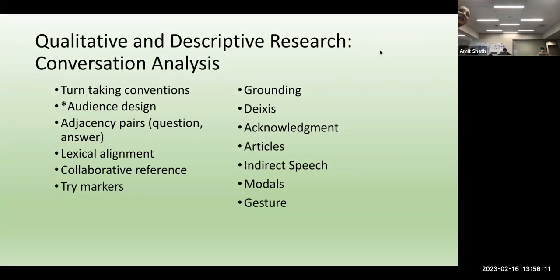And much of this concerns an issue not of the meaning of language, but the function of language, how we use language to do things. And that whole notion is called pragmatics.